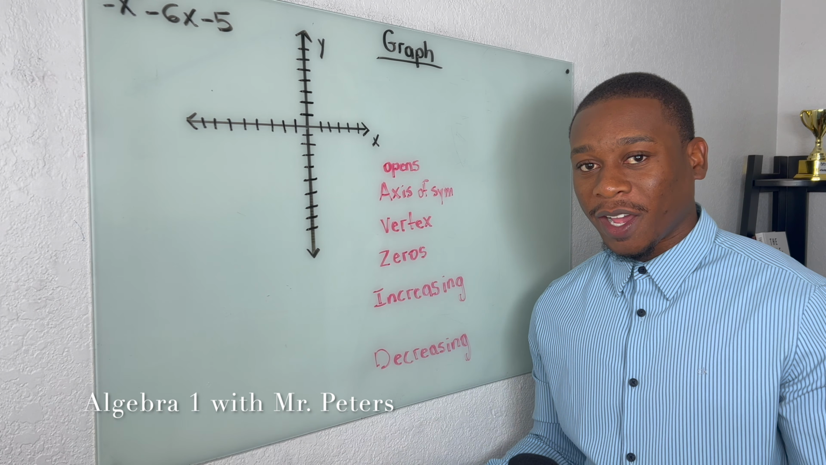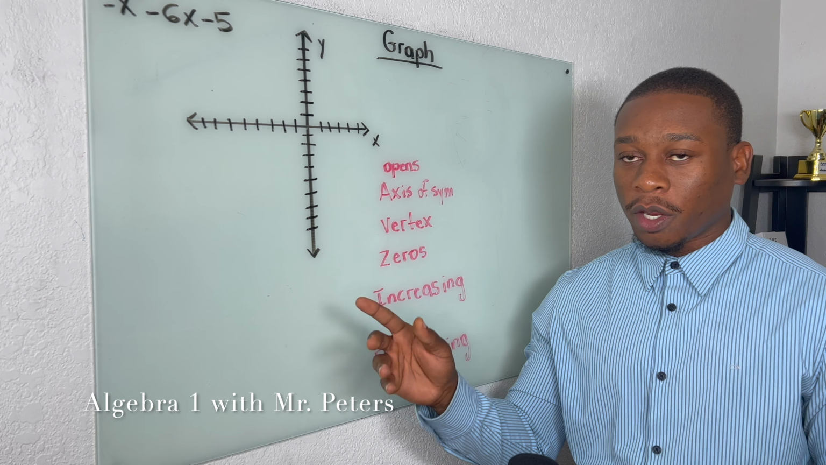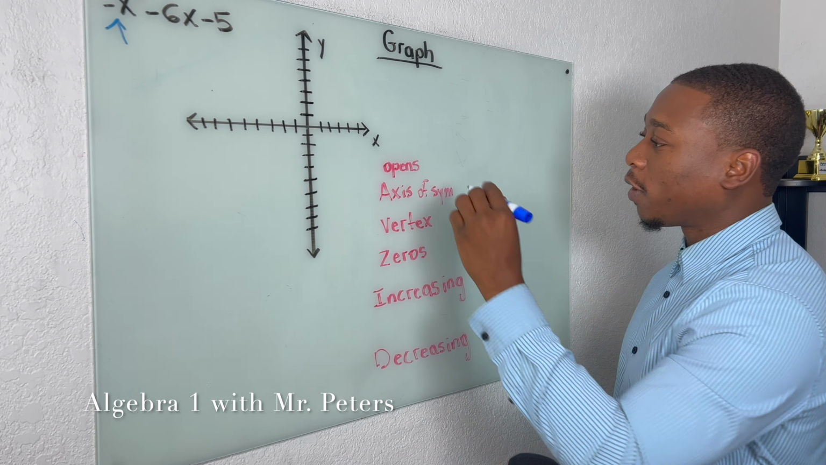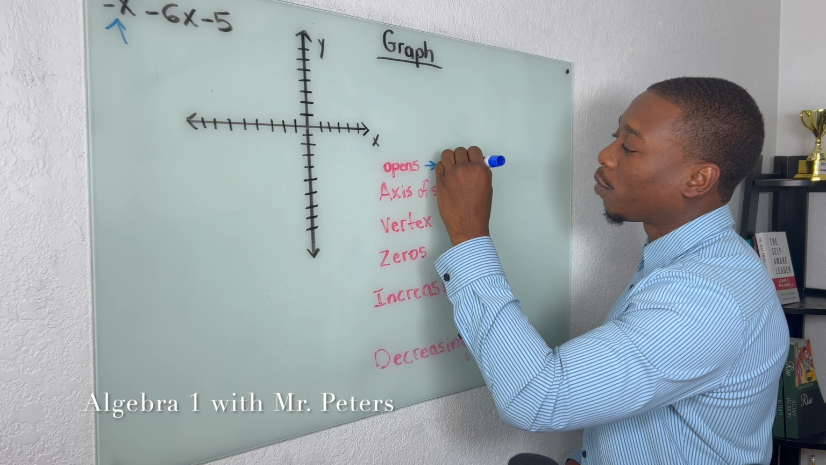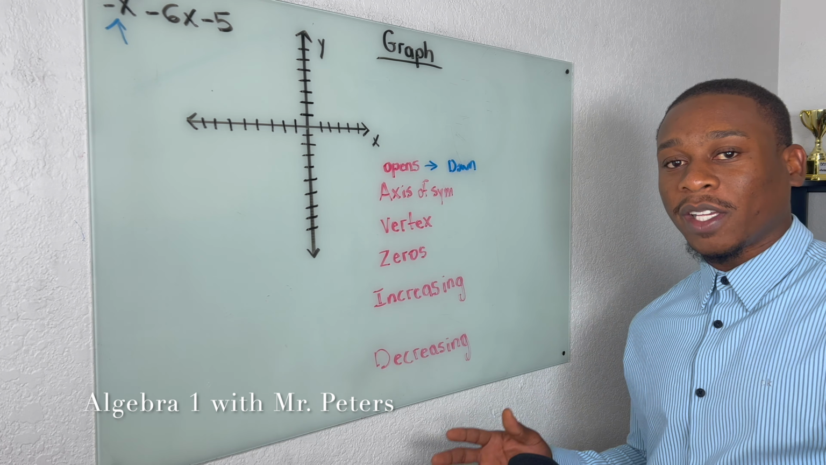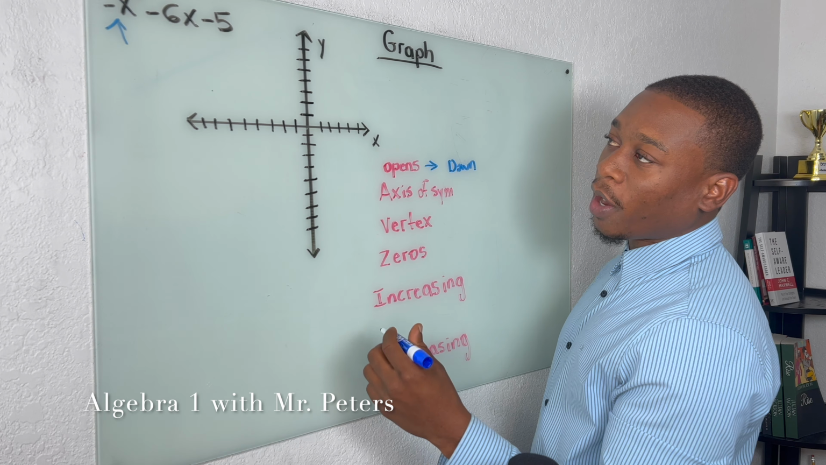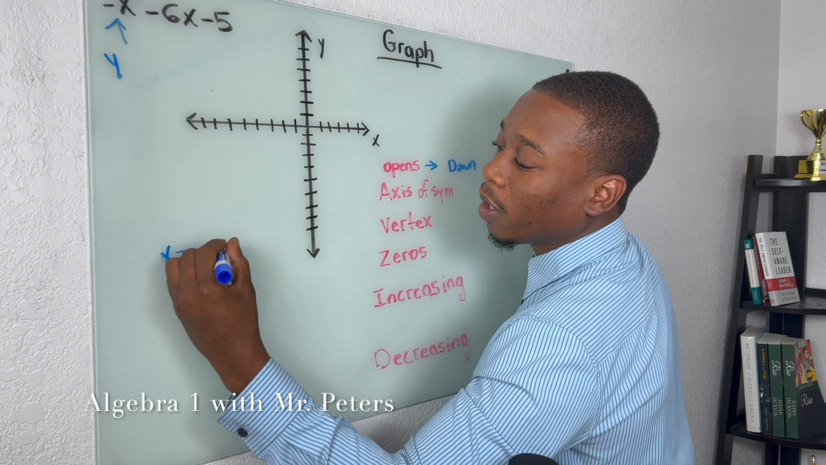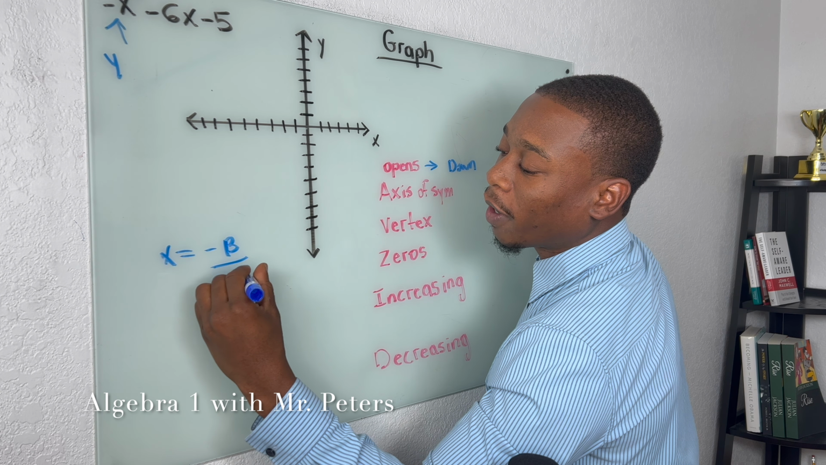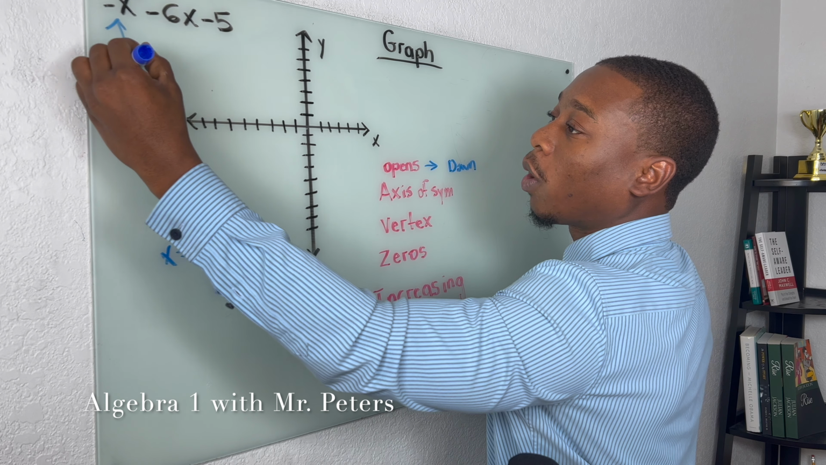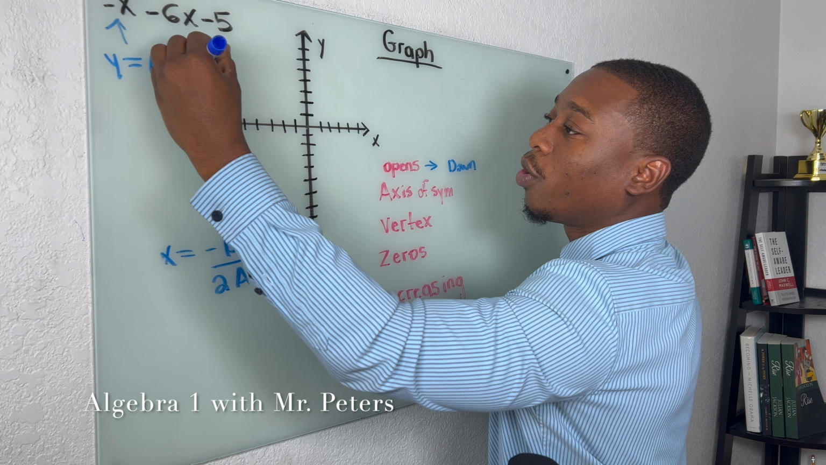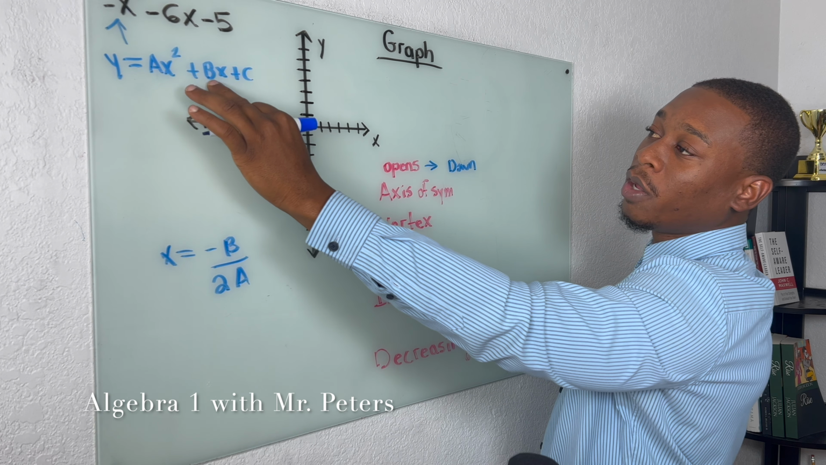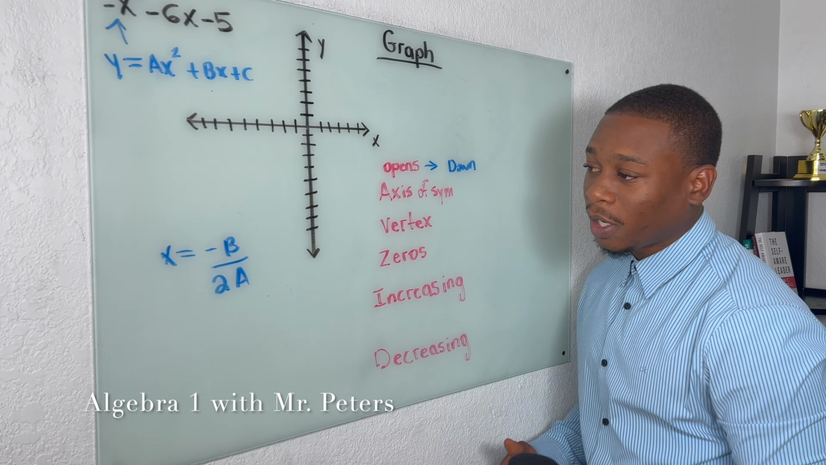So in problem two now, guys, we're looking at a quadratic equation, and the first thing we need to notice is this negative sign right here. So this means that our graph is going to open down. Now, when we're talking about the axis of symmetry, guys, just remember that we're going to do x is equal to -b, or the opposite of b, divided by 2a. And in our quadratic equation, we know that it follows this format or equation right here, where a is -1, b is -6, and c is -5.